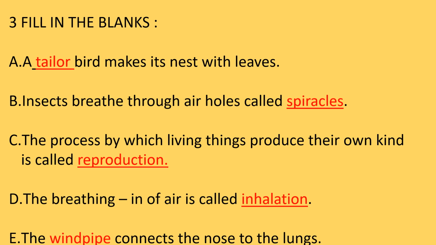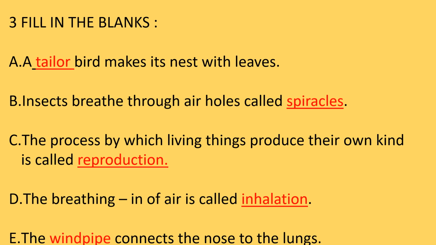Third is the process by which living things produce their own kind is called dash. In this question, we need to name the process by which living things produce their young ones. And the answer is reproduction.